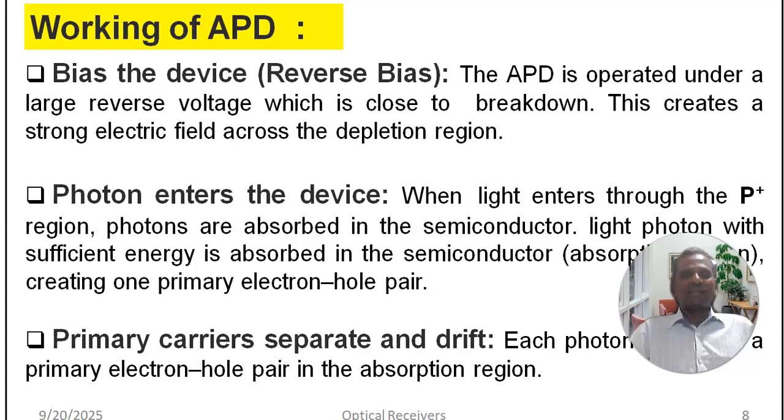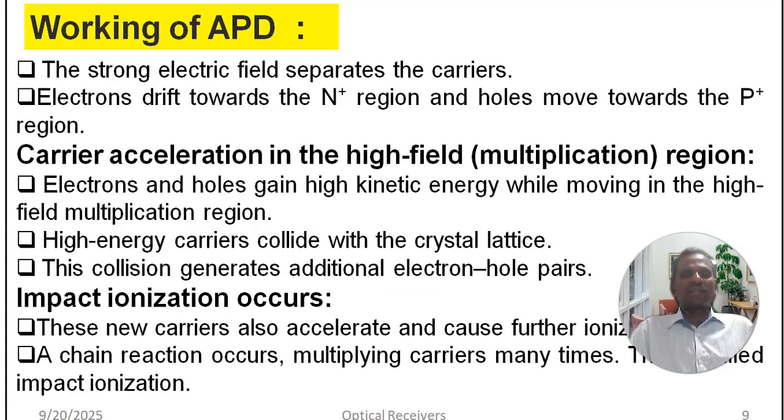Here when light enters the P plus region, photons are absorbed in the semiconductor. Light photons which have a sufficient amount of energy will be absorbed in the semiconductor, which creates a primary electron hole pair. This electron hole pair will be absorbed in the carrier separation and drift region. This has a strong electric field, so carriers move with very high speed. The electrons drift towards the N plus region and holes start to move towards the P plus region.